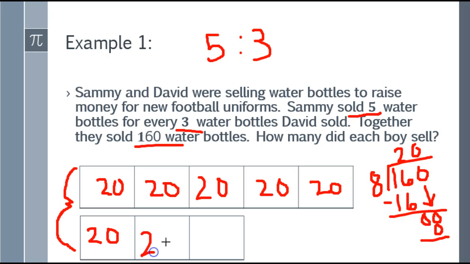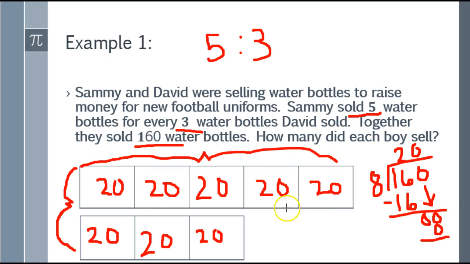So now I'm able to separate how many Sammy sold and how many David sold. Look at Sammy's. I look at my 5 pieces of tape for Sammy, and I see that he sold 100 water bottles. And then I look at David's, and with 3 pieces of tape, he sold 60 water bottles. So Sammy sold 100 and David sold 60.